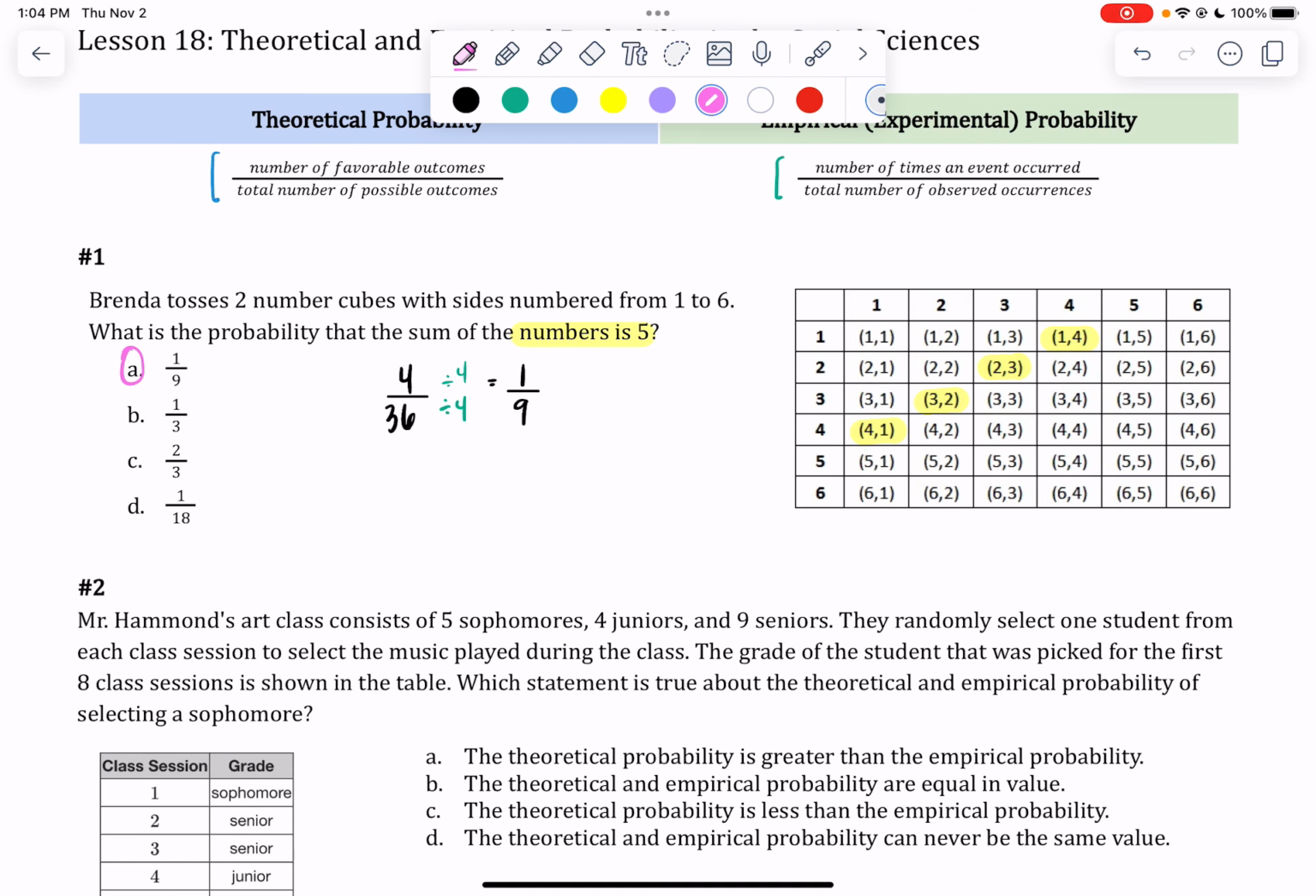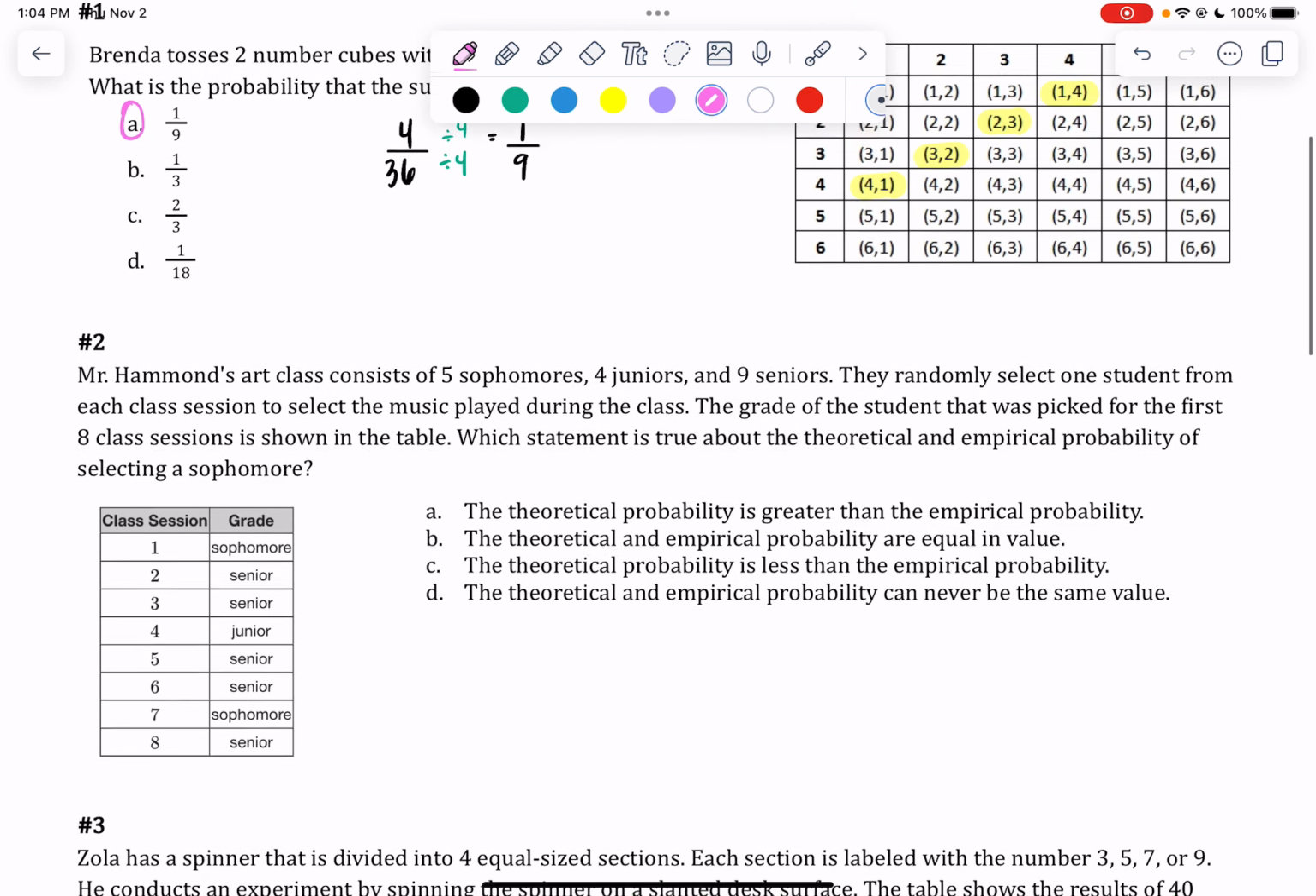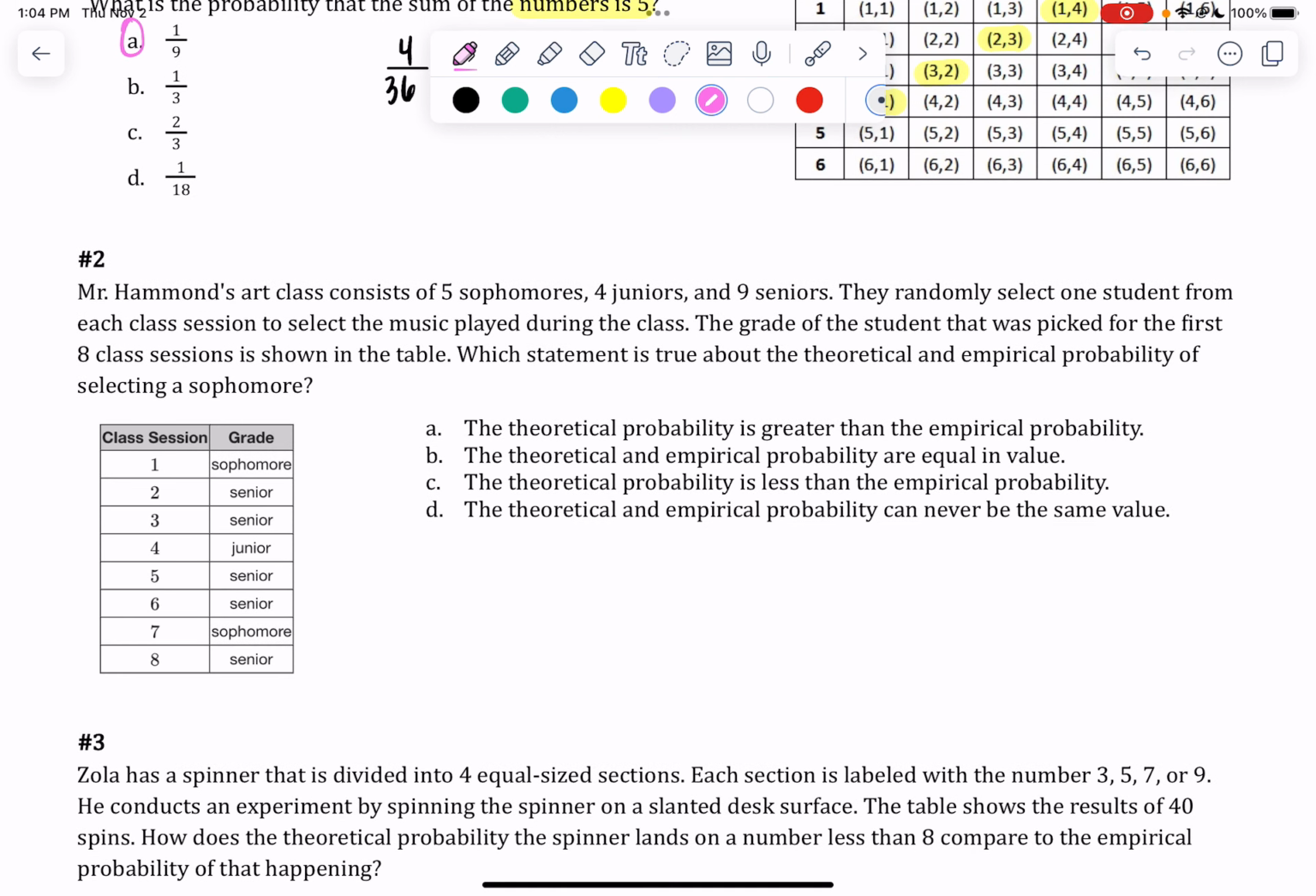So probability is 1/9. And then number 2, Mr. Hammond's art class consists of 5 sophomores, 4 juniors, and 9 seniors. They randomly select one student from each class session to select the music played during class. The grade of the student that was picked for the first 8 class sessions is shown in the table. Which statement is true about the theoretical and empirical probability of selecting a sophomore?